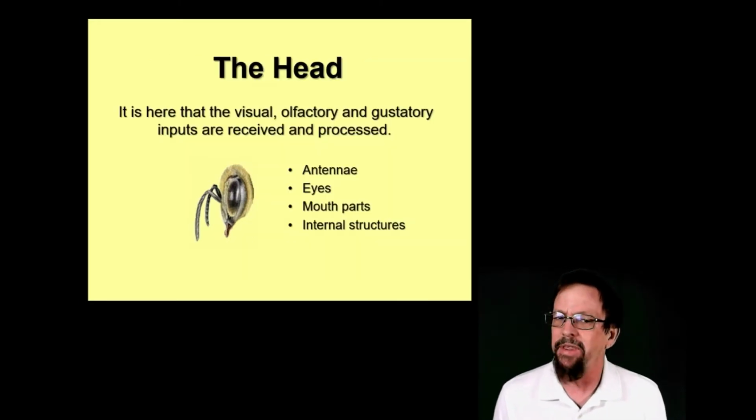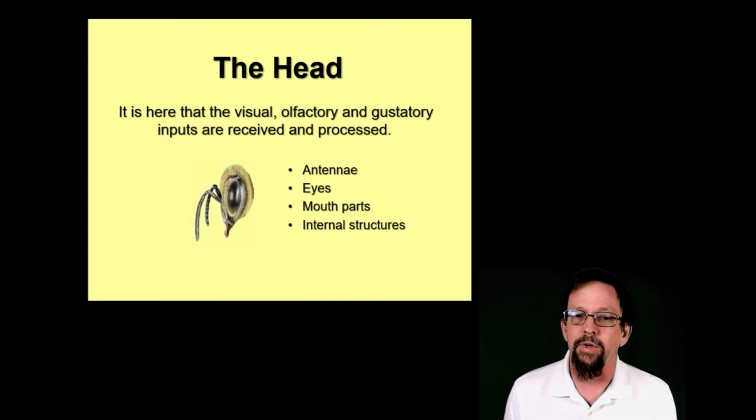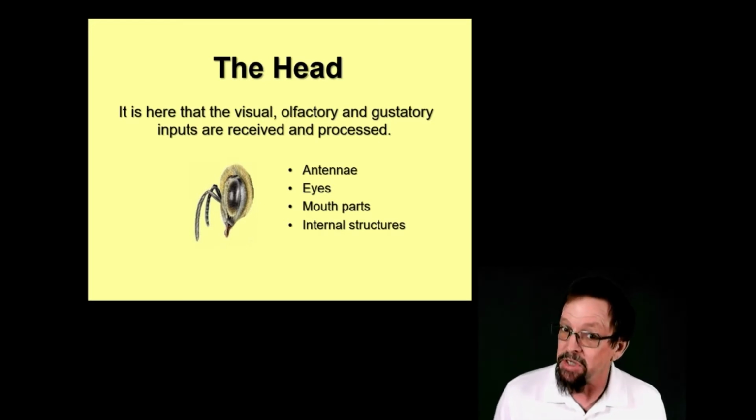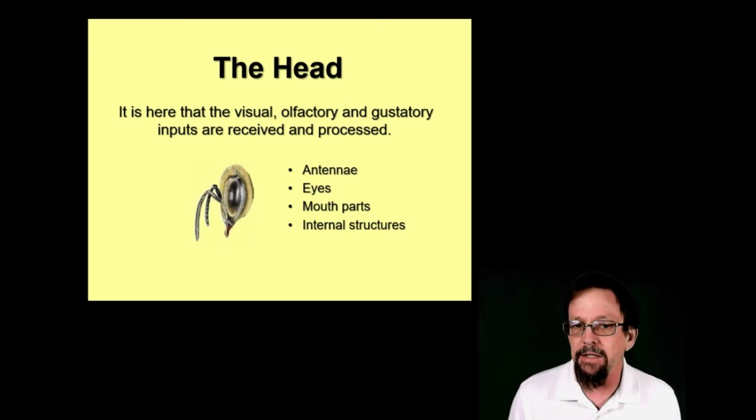So let's start out with the head, right up there in the front. It is where all the visual, olfactory, gustatory, that's a fancy word for eating, inputs are received and processed. So the antenna, the eyes, the mouth, and we're going to specialize on some internal structures in the head.